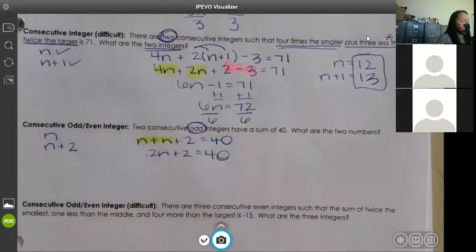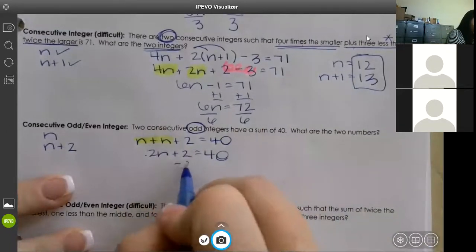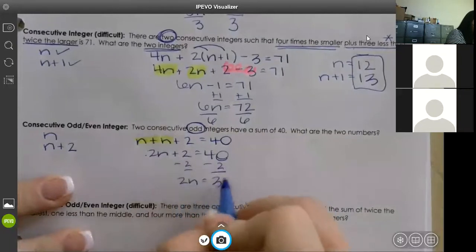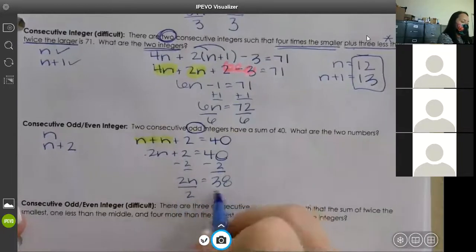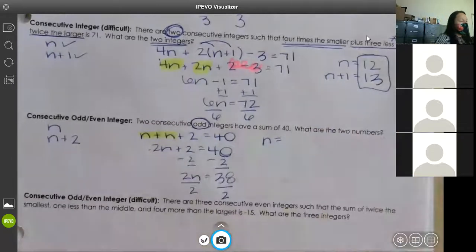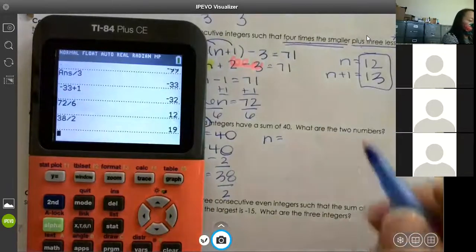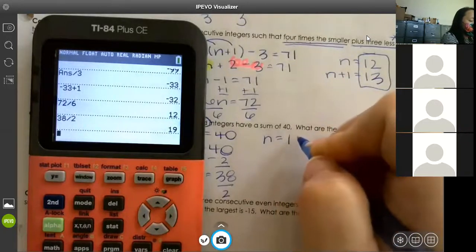How do I solve this equation? Perfect, minus 2. We get 2N equals 38. Divide by 2. Perfect. And what do we get? Again, if you have to, use your calculator. We get what? 15. Look at it one more time. 15. Look at mine one more time.